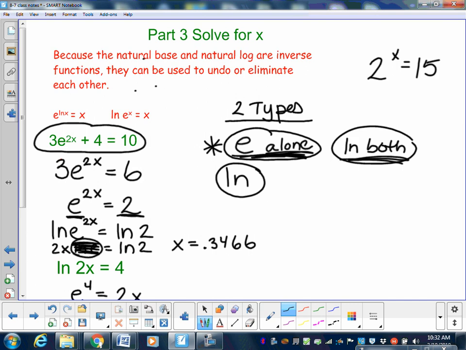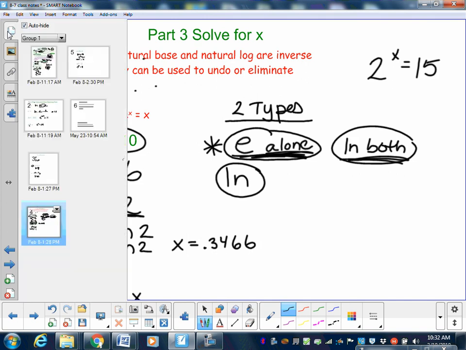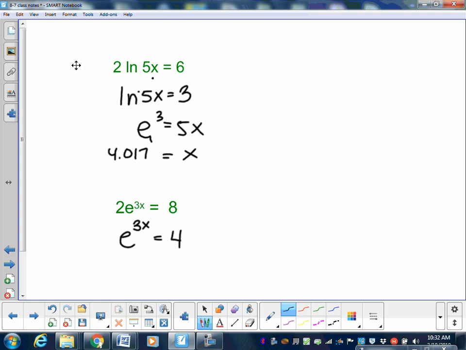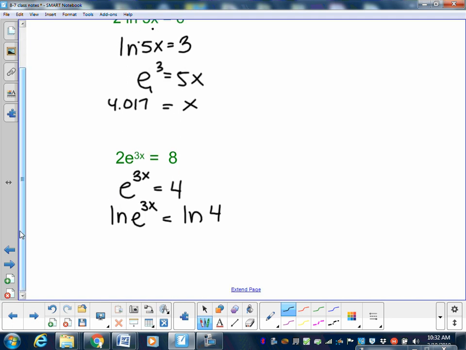Instead of logging both sides, you are going to natural log both sides. So ln e to the 3x. Don't forget to do both sides. Whatever you do to one side, you have to do to the other side. What happens to that little 3x? Where can it go? Out in front. What's ln e? 1.